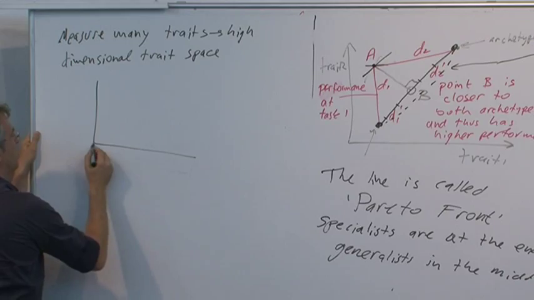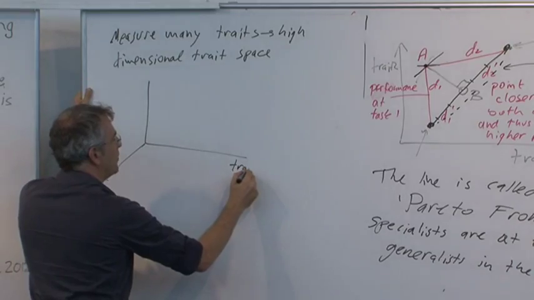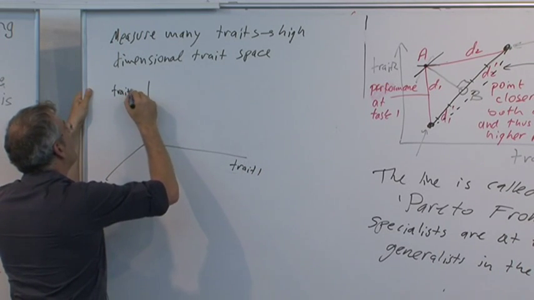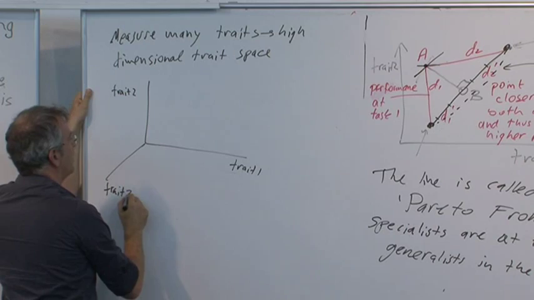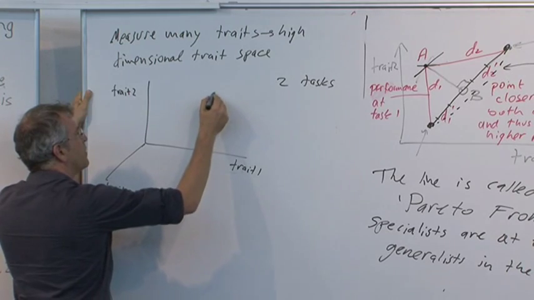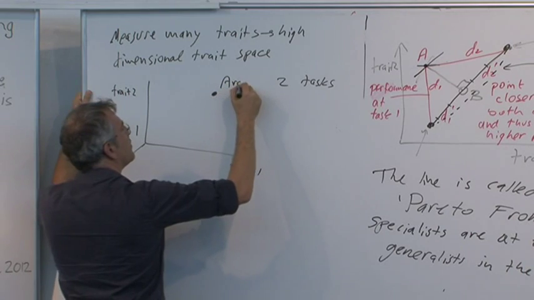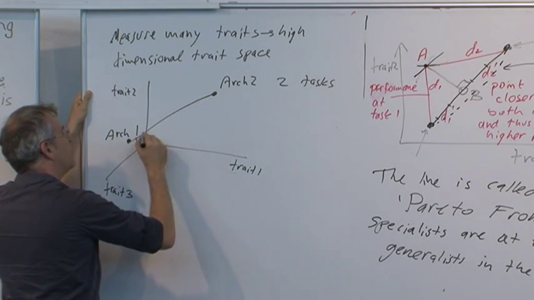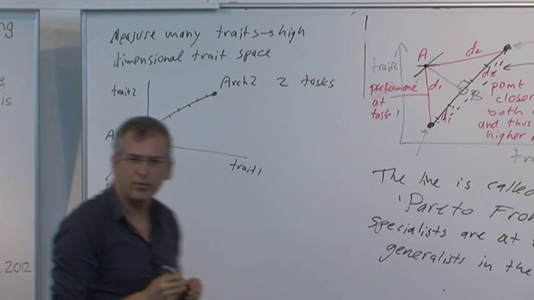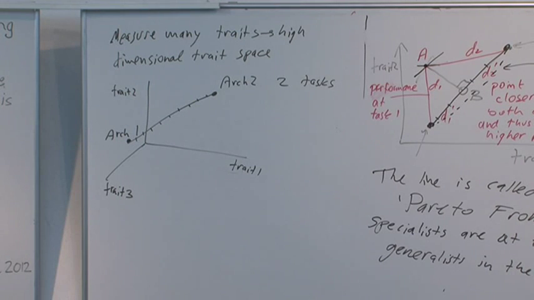So of course I can only draw 3 dimensions. So let's imagine I measured 3 numbers about the beak. Trait, the height, the width, the curvature. Suppose I have only 2 tasks. So in this 3-dimensional space, this is the archetype for task 1. Archetype 1. This is archetype 2. And what I expect to see is that the data will fall on a line between these 2 tasks. So even though I have 3-dimensional or 100-dimensional trait space, doesn't matter, the data should fall, if there's only 2 tasks, on a very low-dimensional object, just a line.